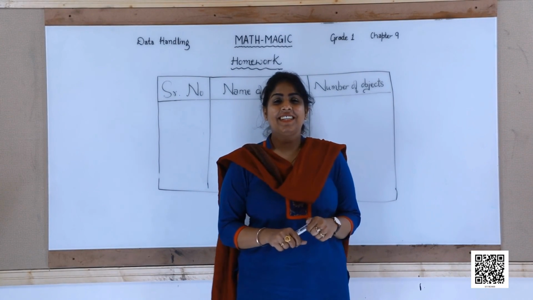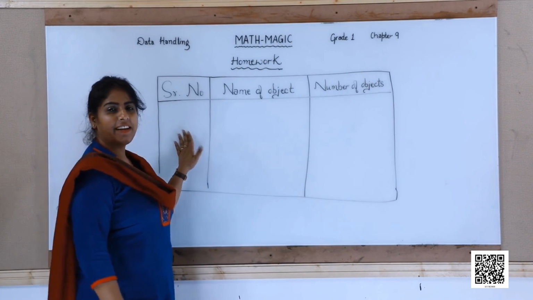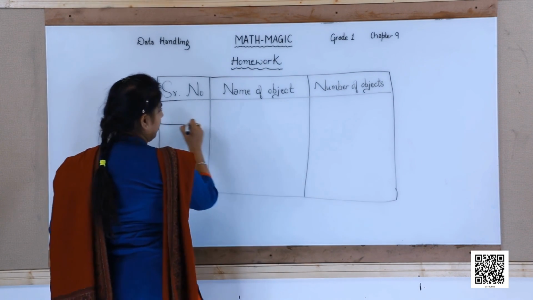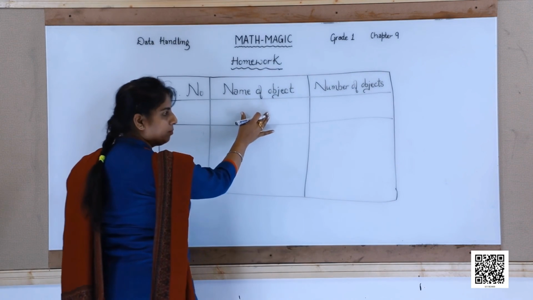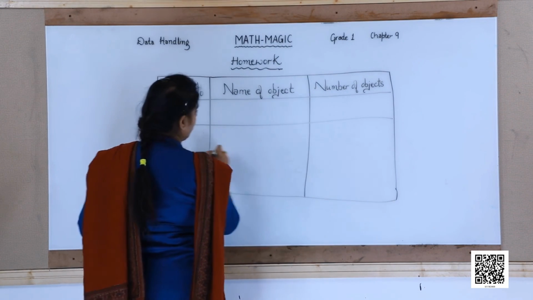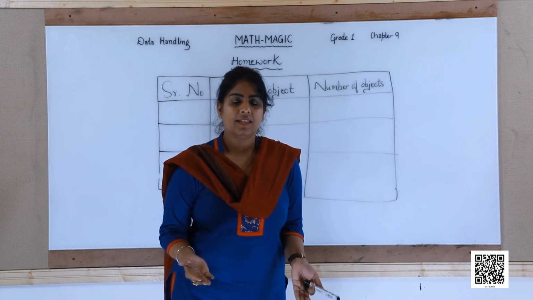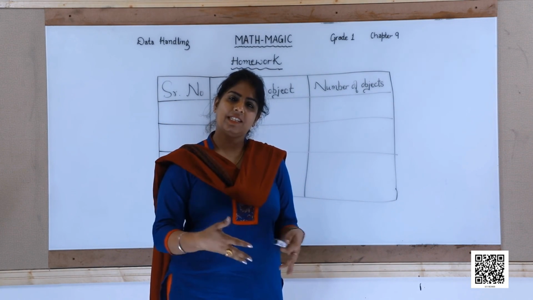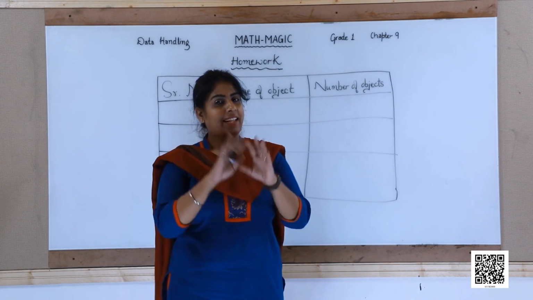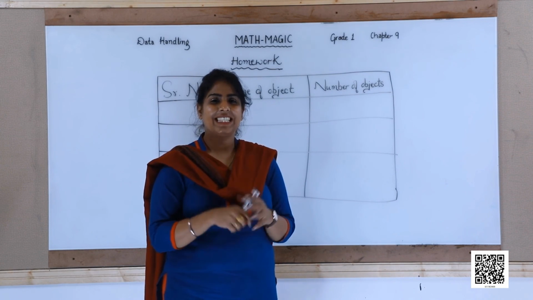So, my dear children, it's homework time now. What do you see here? Yes, there is a place where you can collect your data. You can write serial number and then the name of the object that you are going to count and then the number of objects. So you have to do this and then you can put questions. You can answer questions to each other. So this is a fun game. Make your own data and then ask questions with each other's exchanging data. You will love this game.